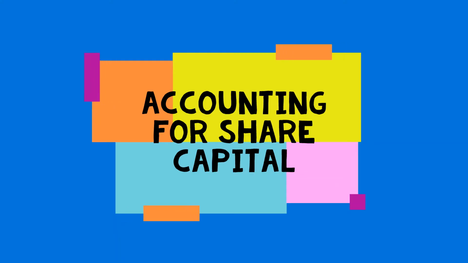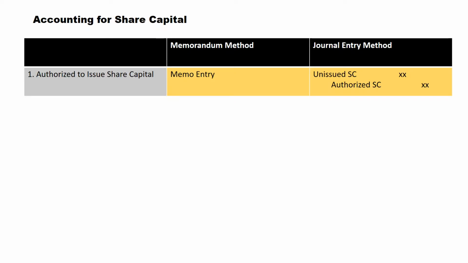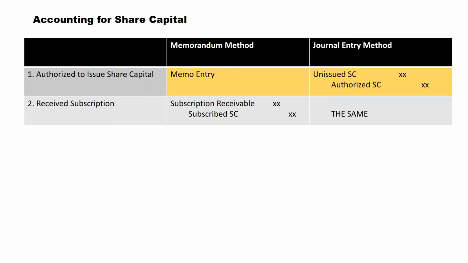Accounting for share capital. There are two methods recognized in accounting for share capital. We have first, memorandum method, and second, journal entry method. For the first transaction, which is authorized to issue share capital, under memorandum method, only a memo entry is made. Under journal entry method, we debit unissued share capital, credit authorized share capital. Second transaction, receive subscription. Under memorandum method, we debit subscription receivable, credit subscribed share capital. The same entry for journal entry method.